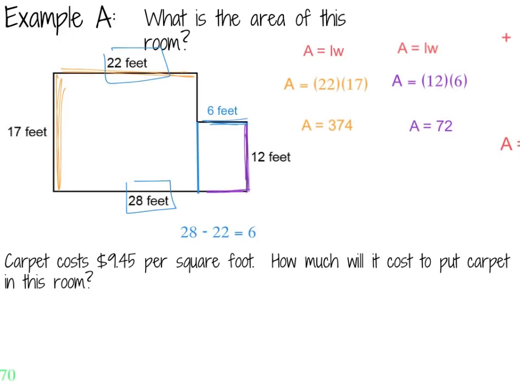So now I have the 2 areas of the 2 different shapes. I'm going to add them together to give me the total area. When I add them together, I get 446 feet squared. Remember to use your label of units. We're talking about area, so area is squared, and in this case we're talking about feet, so it's feet squared. But that doesn't finish answering my questions, because the second part of the question says the carpet costs $9.45 per square foot.